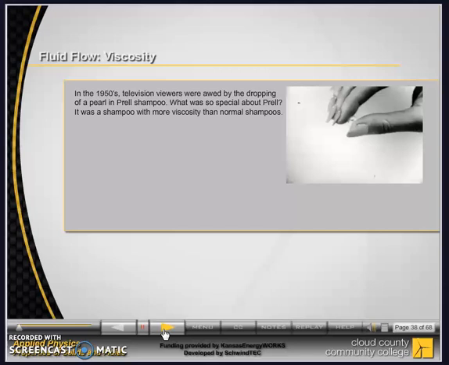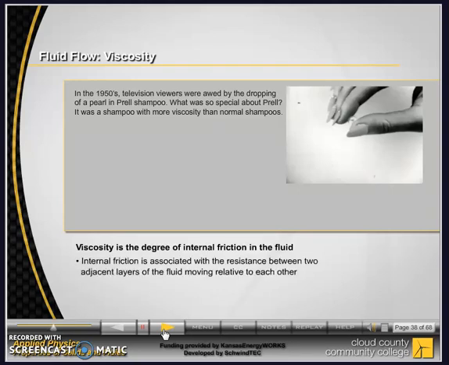In the 1950s, television viewers were awed by the dropping of a pearl in Prell shampoo. What was so special about Prell? It was a shampoo with more viscosity than normal shampoos. Viscosity is the degree of internal friction in the fluid. The internal friction is associated with the resistance between two adjacent layers of the fluid moving relative to each other.